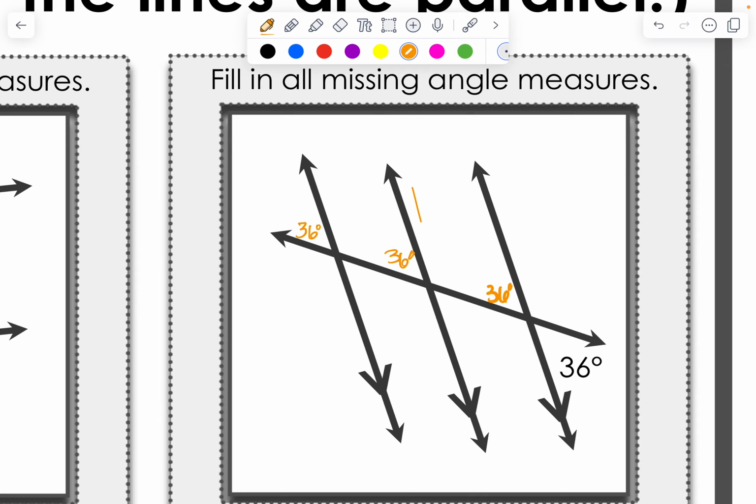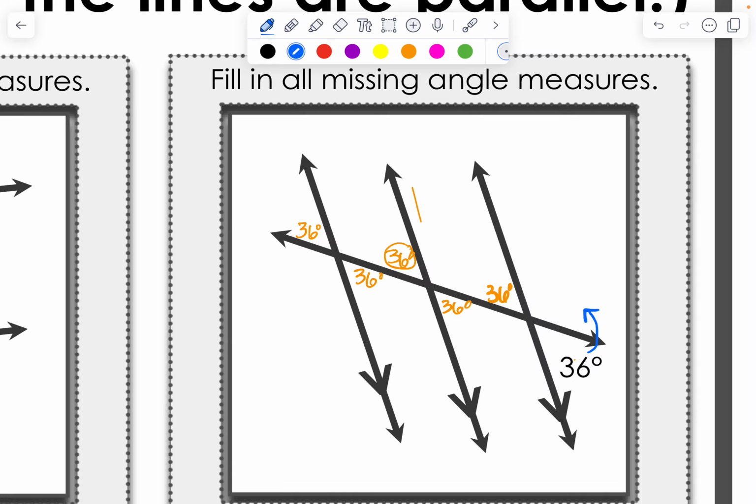And then now to figure out what my other angles are, we're going to use what we know about linear pairs and supplementary angles. So for example, within my parallel lines, my same side interior angles should be supplementary, which means that 36 and something add up to 180. And so then I can do that and get 144 degrees.